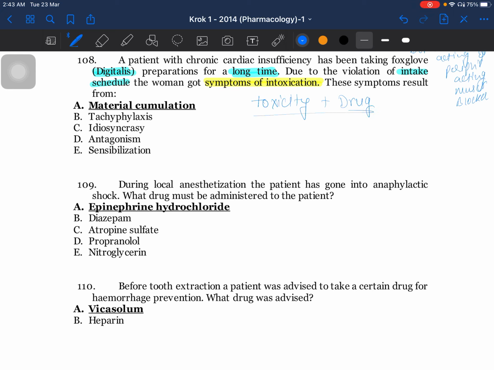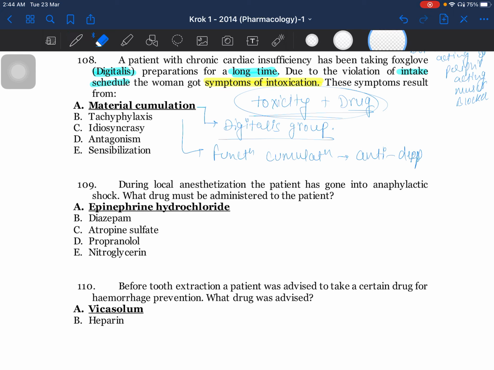So it is basically a material accumulation, and you must know that material accumulation is commonly seen with the digitalis group. And we have another, that is the functional accumulation, which is basically seen with antidepressants.